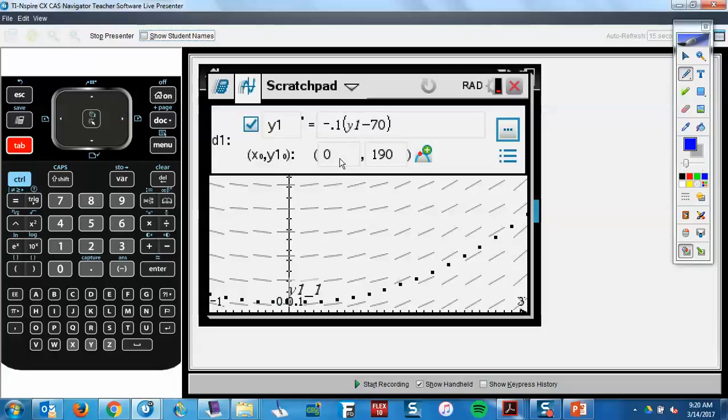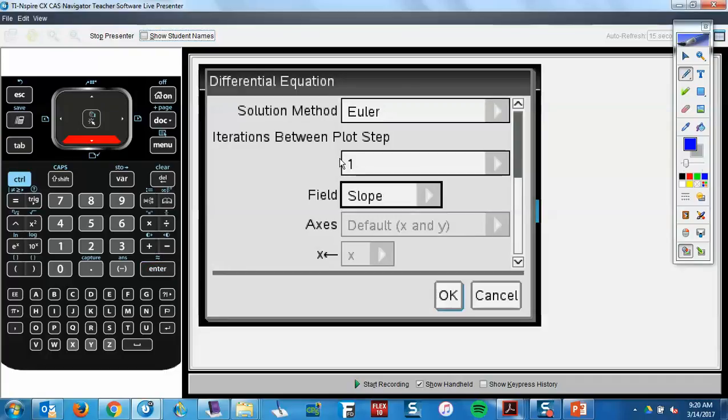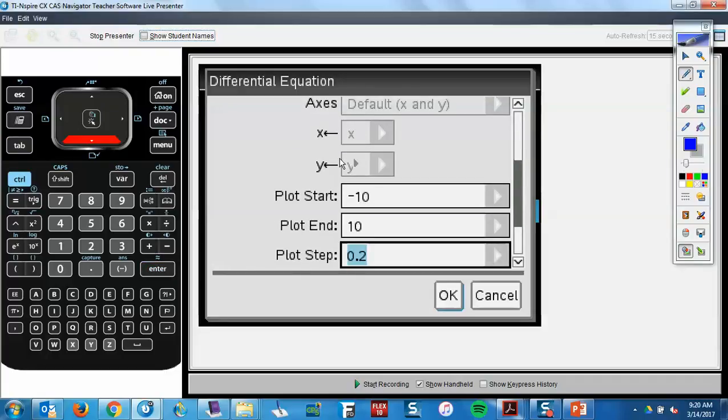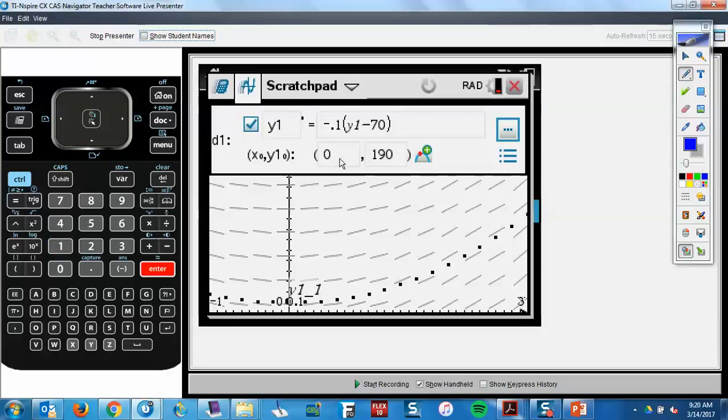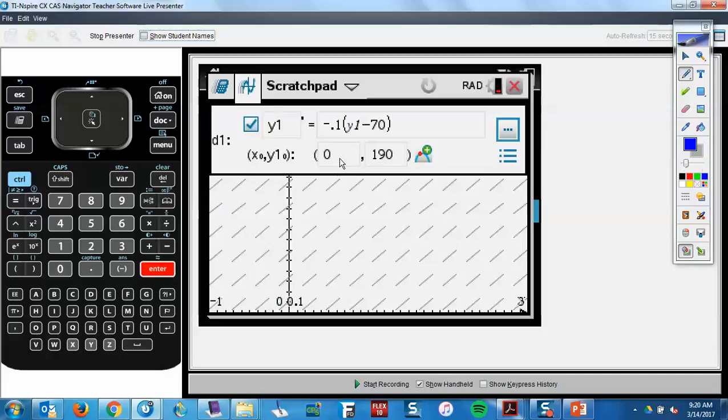So what's our step? We got to change our plot step. So you got really three things. You got to put in your differential equation. You got to put in your initial condition. And then you got to go to those three dots and change your plot step. In this case, our plot step would be 1. And then you may have to change your window, but probably you can trace.